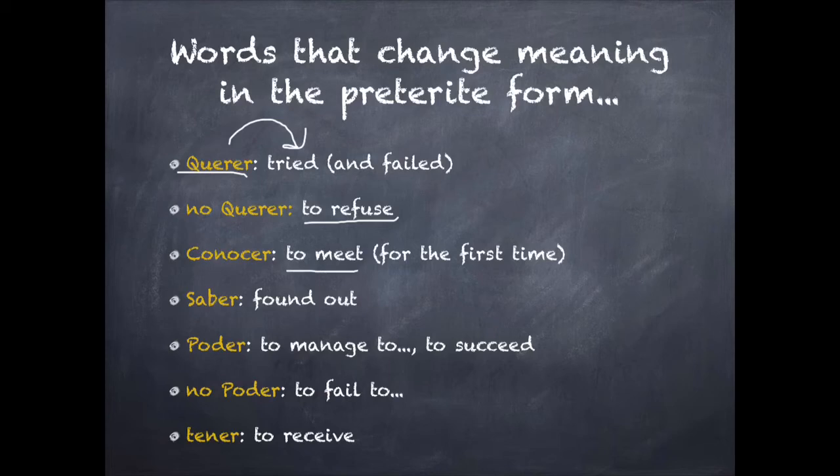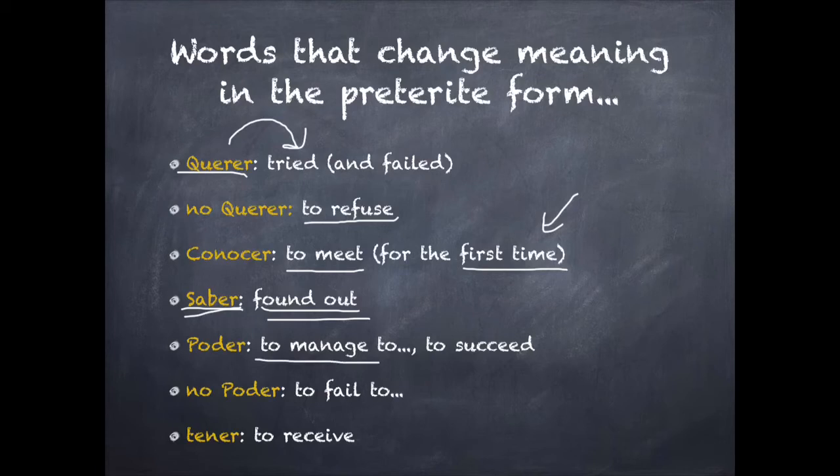Conocer means to meet for the first time. It's not much different from how it's been used in the past, but typically it means conocí a mi hermana, I met my sister for the first time. Saber, when we use it in the past tense, is an irregular stem verb, and it changes to supe. And so it changes to found out when we use the preterite form.